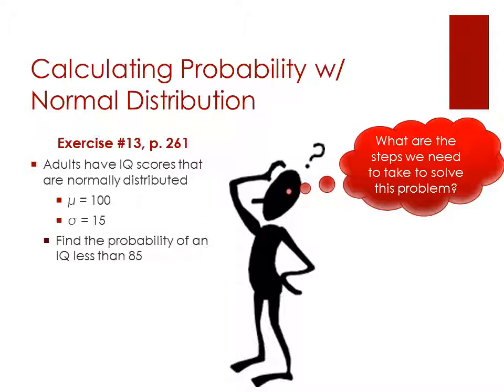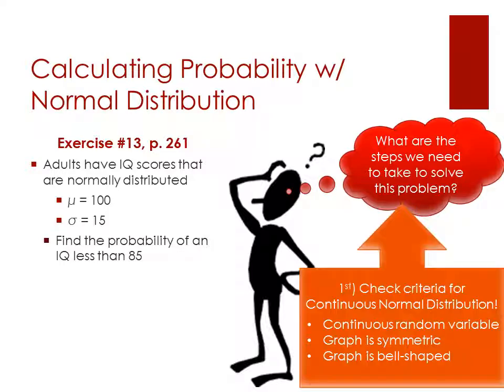And we've got the problem here of being asked to find the probability of an IQ less than 85, given that we've got a mu of 100 and a standard deviation of 15. So this is our starting problem. Let's walk through the steps we need to take to solve this problem. What's the very first step we need to take? What do you think is going to be the first thing we need to do?